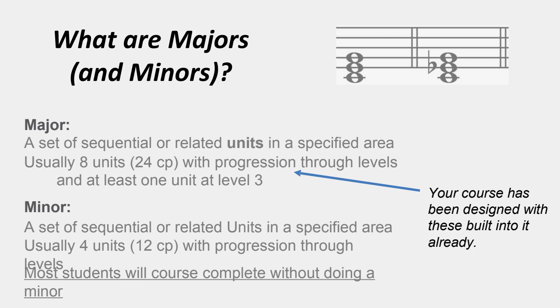What are majors and minors? Does anyone know the difference? When you're doing a major, you have a sequence of usually 8 units, which are equivalent to 24 credit points, and you're progressing through different levels, okay? And at some point you need to have at least 1 at level 3, okay? We also have the option of doing a minor, which is basically half of what you're doing in the major, because you're doing 4 units, 12 credit points, and again, you have a progression through levels, okay?